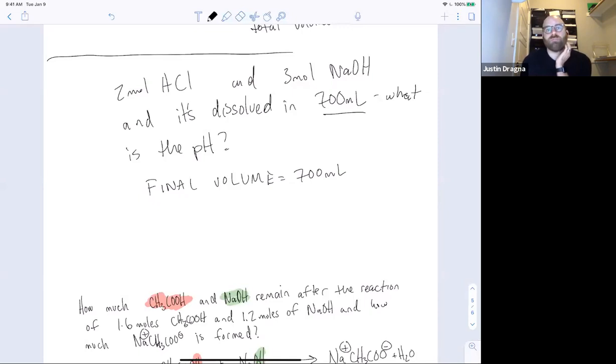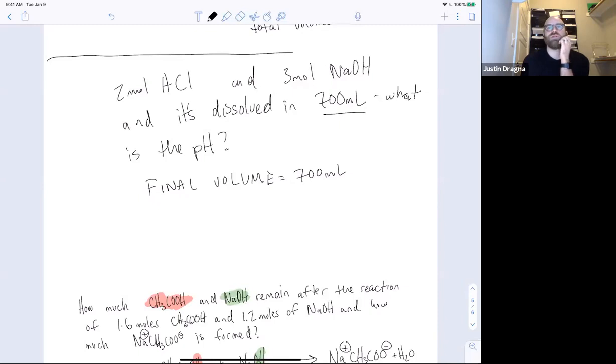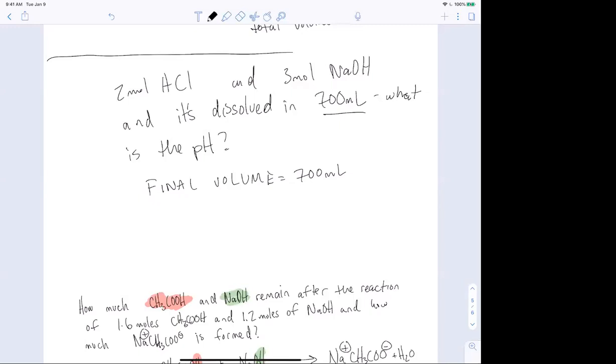Let me think about how you could phrase that. If you take a 2 molar and a 3 molar solution, they have to tell you how much of each solution you're using. You couldn't say I have a 2 molar HCl and a 3 molar sodium hydroxide solution and I'm dissolving that in 700 milliliters. You'd have to say I'm taking a certain amount of each one. Okay, so they'll never give you a problem like that. It won't be in molar.